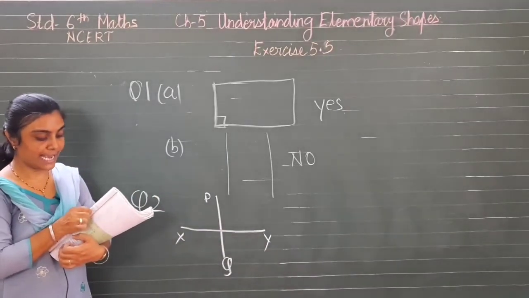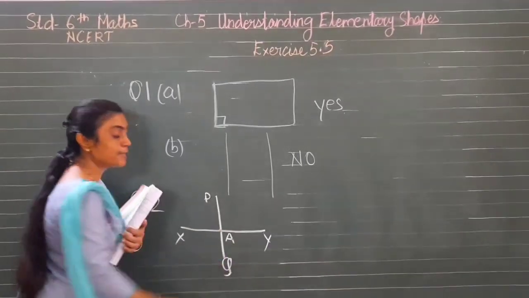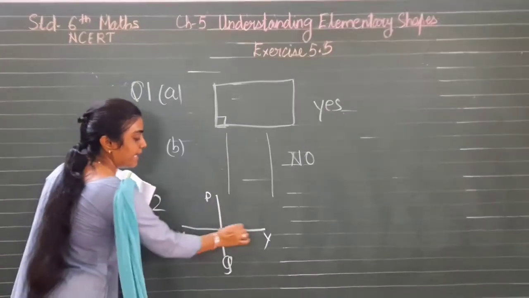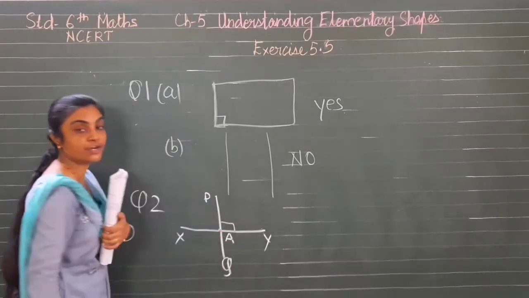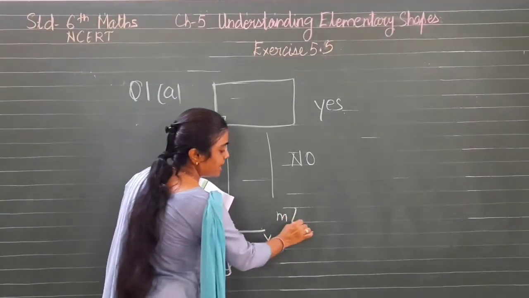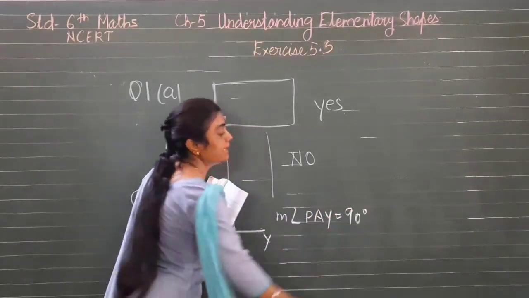Let PQ and XY intersect in the point A. So it should intersect at point A. Now what is the measure of angle PAY? You have to see what will be the measure of angle PAY. By looking at the figure you can say measure angle PAY is 90 degree.